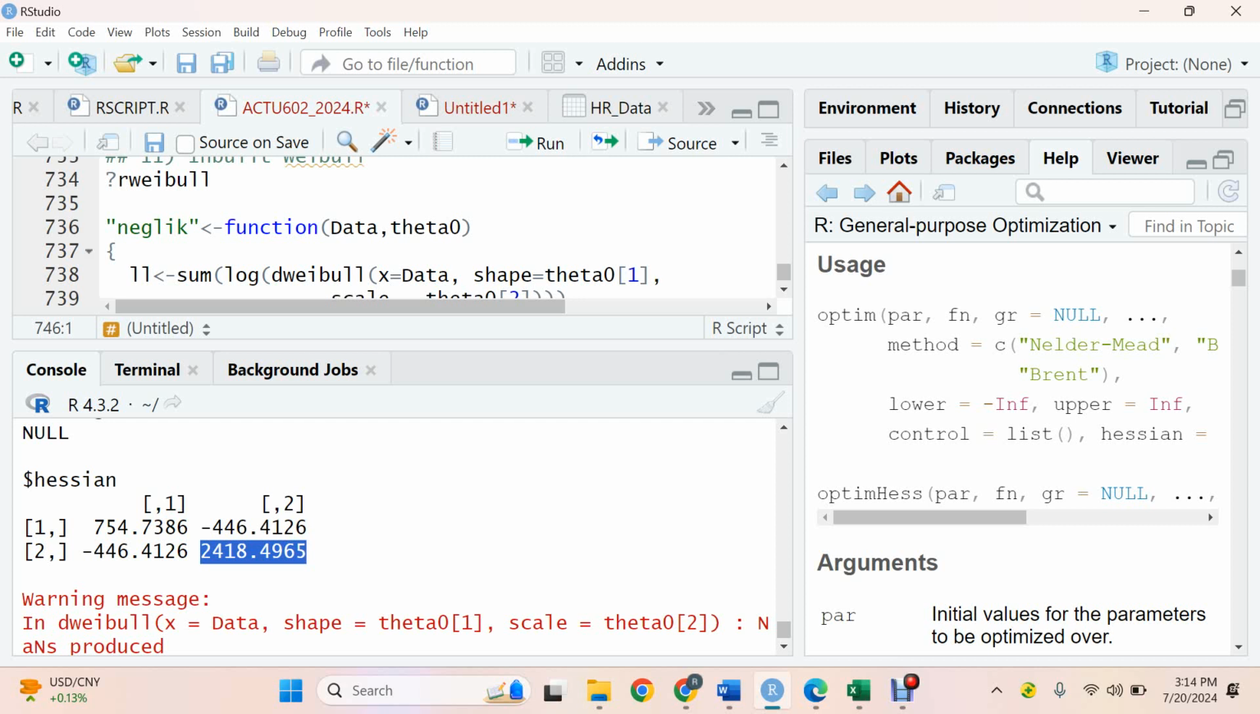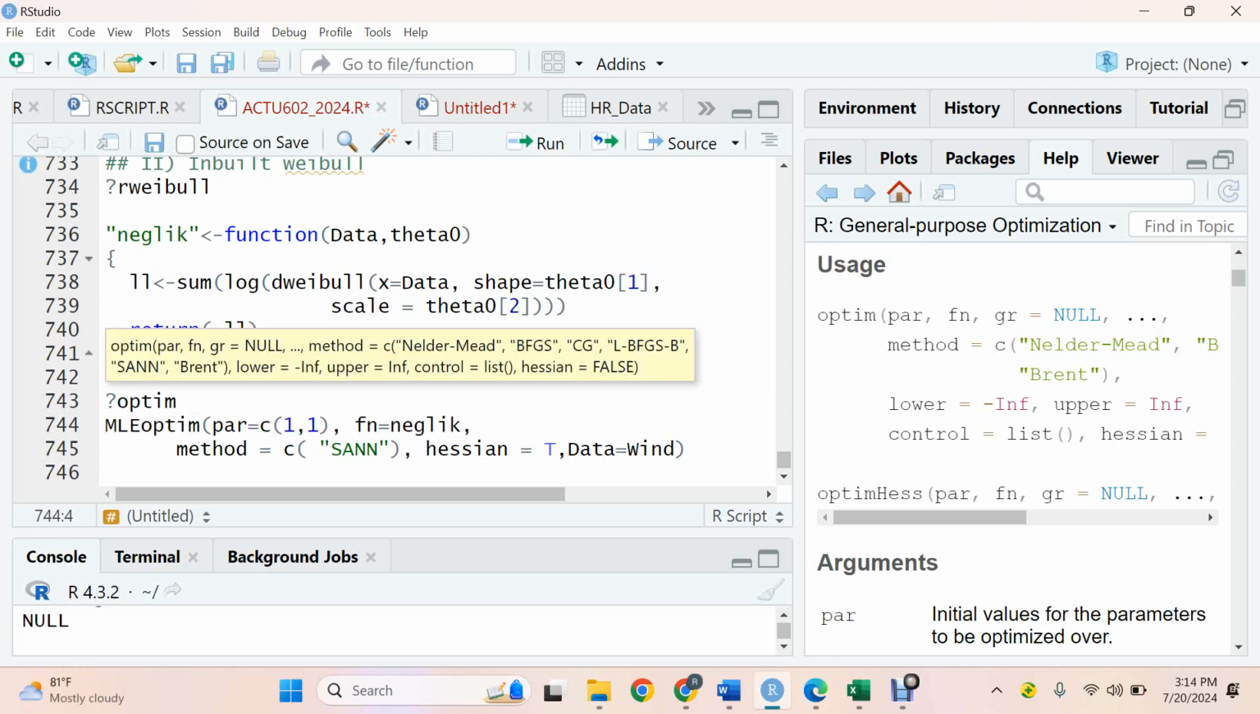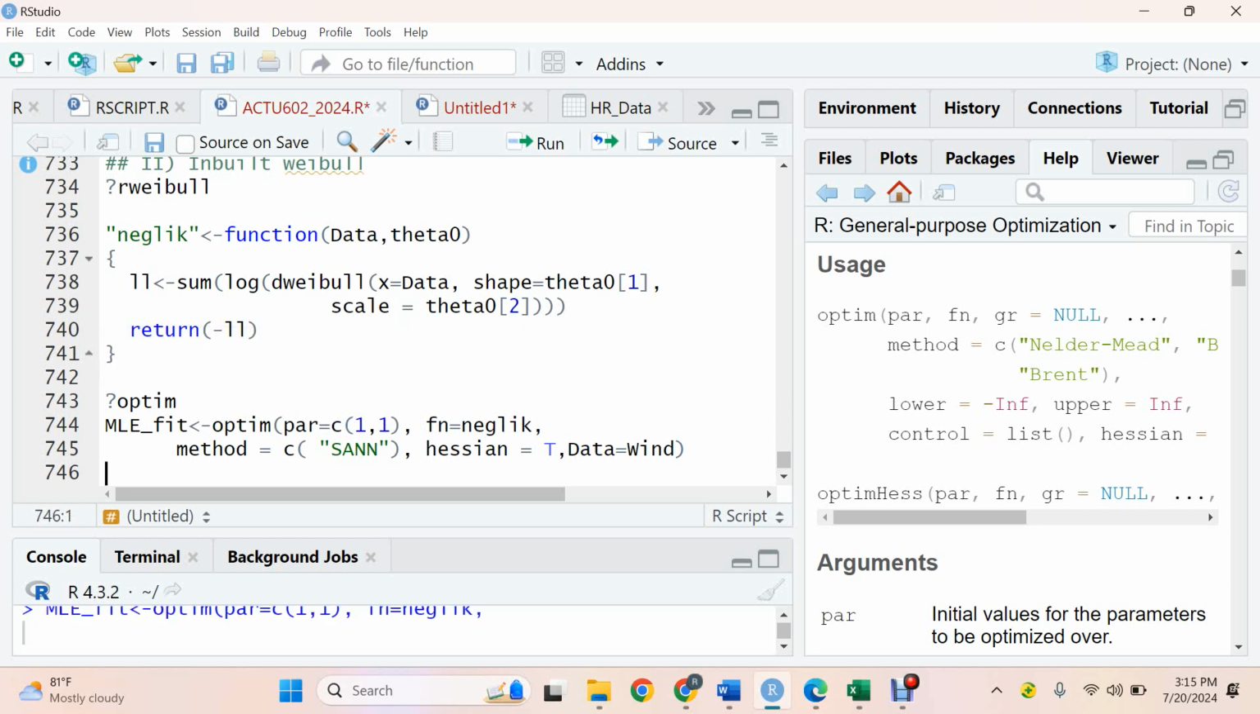Okay, so that's it for the optimization. If you want just the parameters, you just put par here. So in this case, if I do it, maybe the easiest way is that you put it in a fit. So MLE fit, or maybe theta hat, not theta. Okay, so MLE fit will be this. Okay, so we do that.